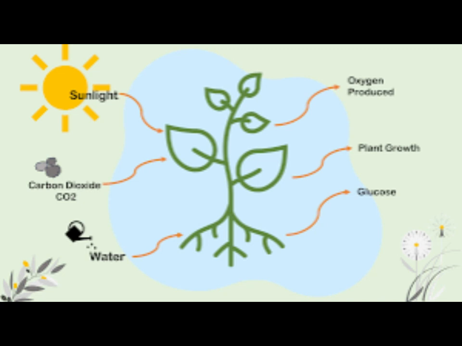6. Oxygen, O2, a byproduct, released into the air. As a result of the light-dependent reactions, oxygen is released when water molecules are split. This oxygen exits the plant through the stomata and enters the atmosphere, which is vital for most living organisms, including humans, to survive and carry out aerobic respiration.